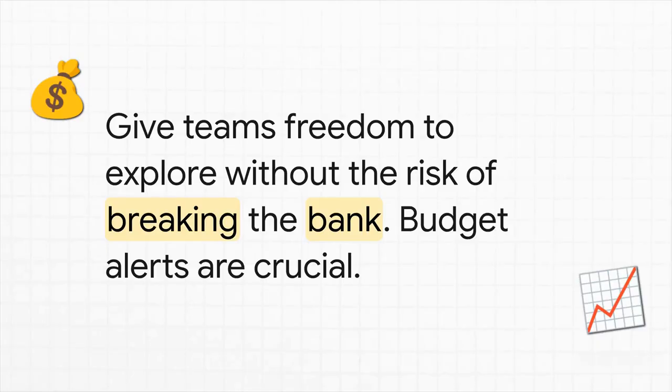Okay, our third foundational guardrail is all about the money. I mean, we've all heard the horror stories, right? A developer spins up some super powerful GPU instance for a machine learning experiment, forgets about it over a long weekend, and comes back to a $30,000 bill. Budget alerts are what prevent that nightmare scenario from ever happening.